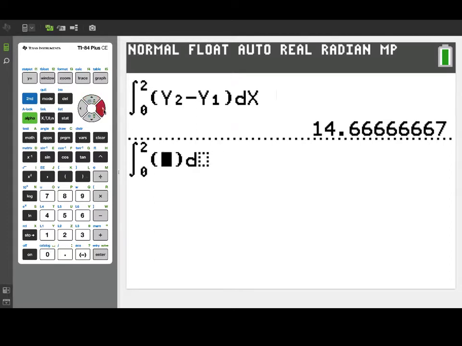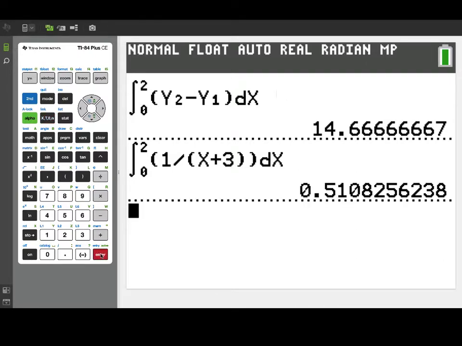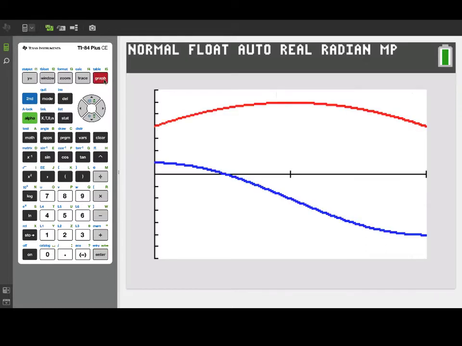But now we'll use an integrand that's just the given area function. And again, that area function that they gave us was 1 over the quantity x plus 3. So it was that simple to set up, and now we just integrate with respect to x, and we get the definite integral value of 0.5108 and so forth. Now that's actually equal to the natural log of 5 minus the natural log of 3.